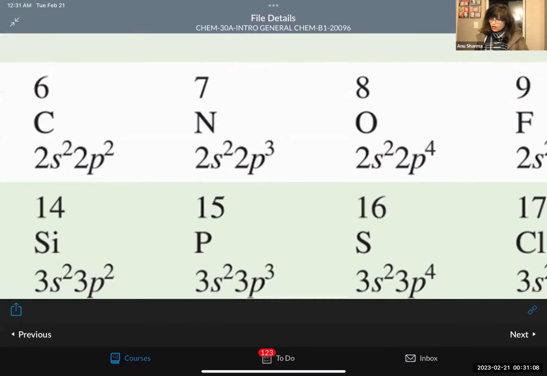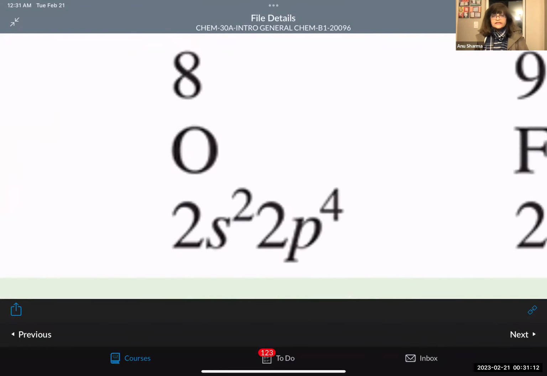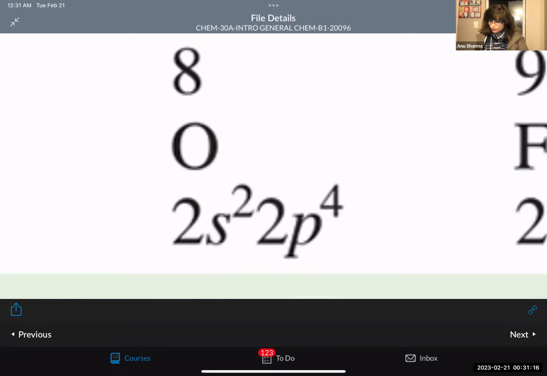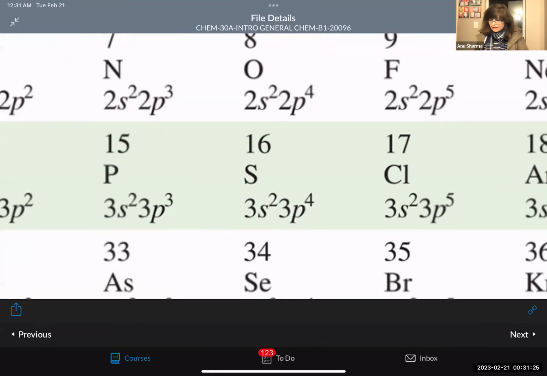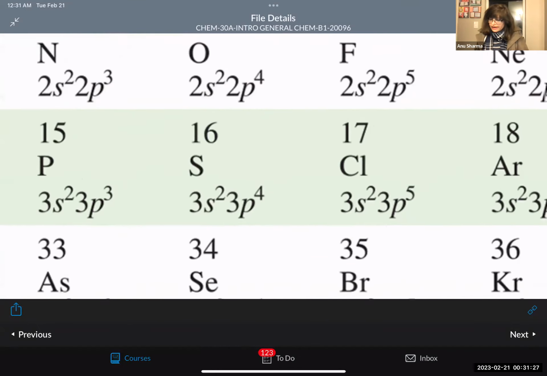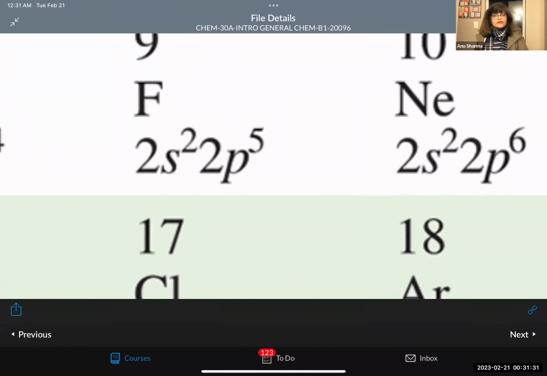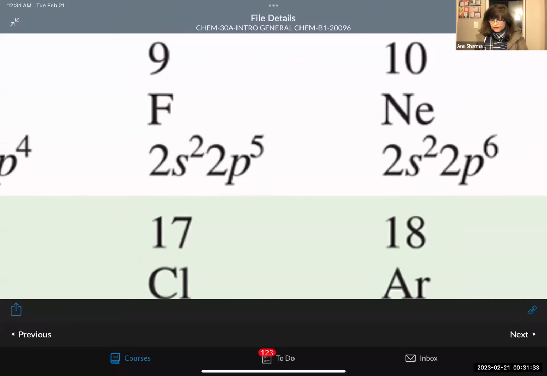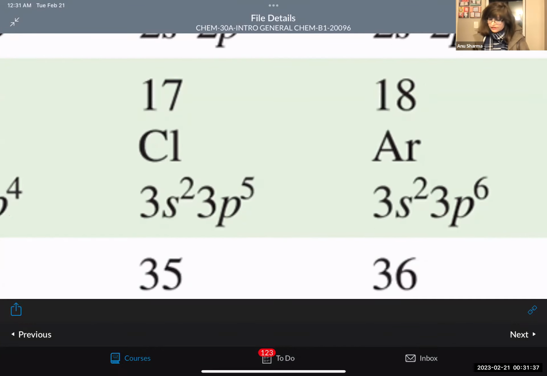And similarly with oxygen. Oxygen is in group 6A. So the total valence electrons are 2s2 and 2p4. So 2 plus 4. Sulfur is 3s2 and 3p4. So that's 6 valence electrons, okay? And so forth. Next is group 7A. So that is s2 and p5. So 2s2, 2p5 is fluorine, 3s2, 3p5 is chlorine, and so forth, okay?